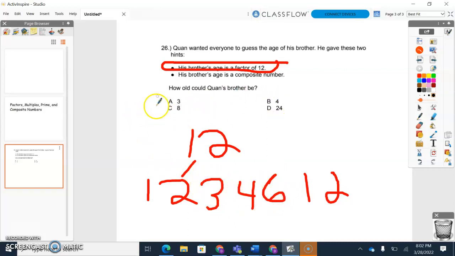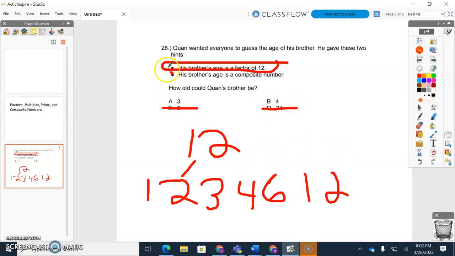So let's look here. What can I automatically eliminate? You always use the process of elimination. What can I eliminate here? I can eliminate 8 because 8 isn't up here. Anything else? Good, I can eliminate 24. So it's either 3 or 4.